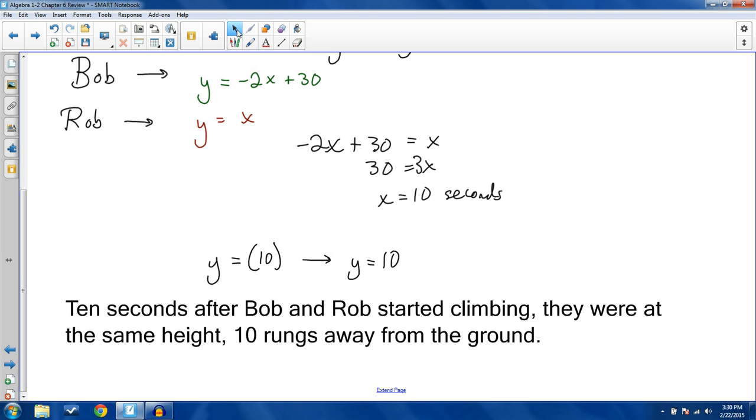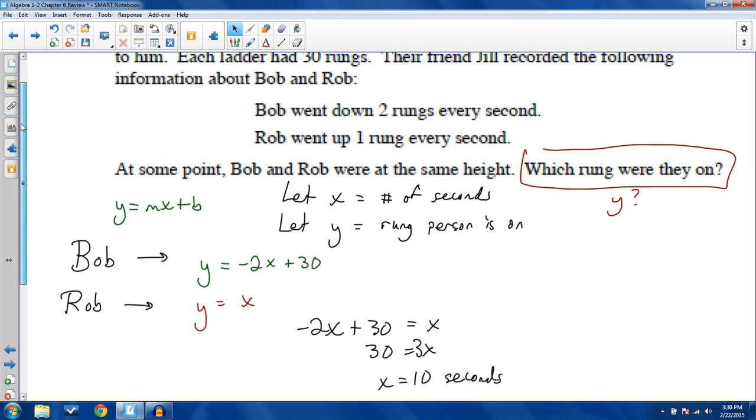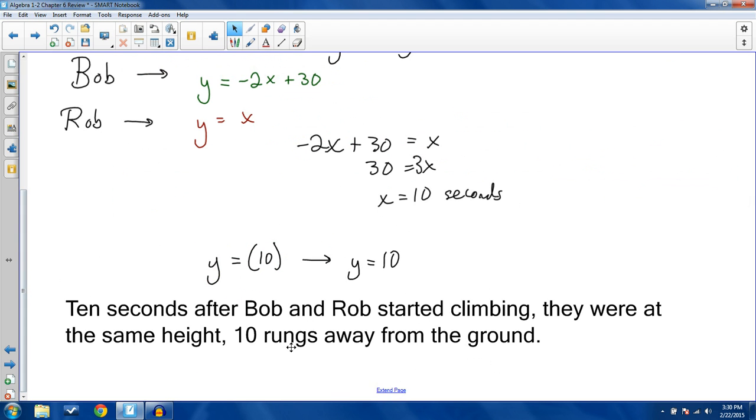So dive into that sentence there and kind of see what information you needed. Remember, you have to answer the question, which rung were they on? They were at rung number 10, 10 rungs away from the ground. That answers the question.